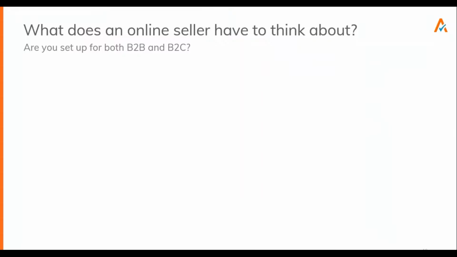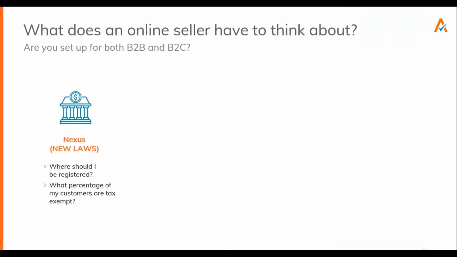So what does an online seller have to think about? The first thing you need to think about, or actually just a seller, not necessarily an online seller, but just a seller, we have to think about all these new nexus laws. So if you're not familiar, the economic nexus laws and marketplace laws were passed almost 4 years ago now, or past 3.5 years ago, in states. So we have to understand how those new laws have affected our business.